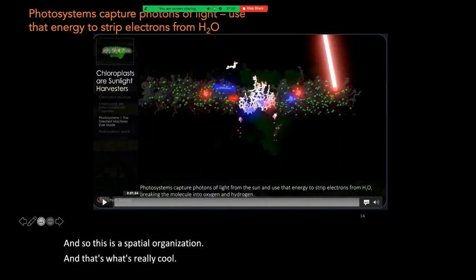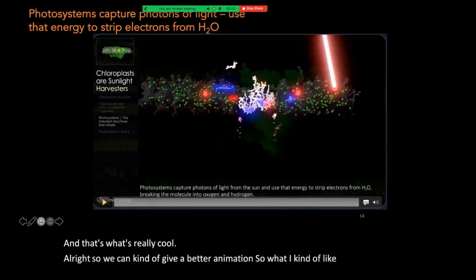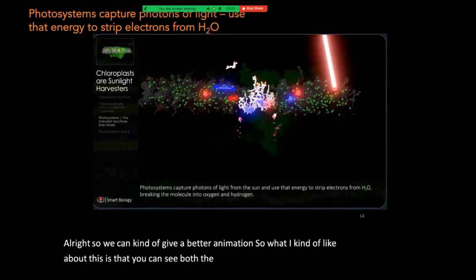All right, so we can give a better animation. What I like about this is that you can see both the red and the bluish light.